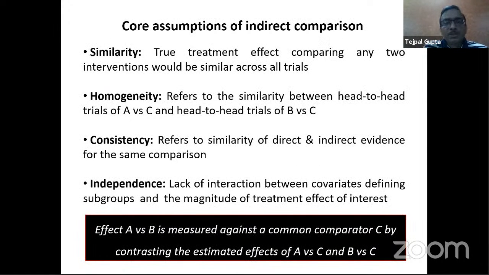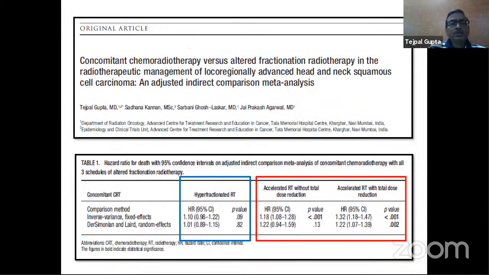Some of the core assumptions of indirect comparison are similarity, homogeneity, consistency, and independence. And effect A versus B is measured against a common comparator C, which is the conventionally fractionated RT, by contrasting the estimated effects of A versus C and B versus C. So this was published a few years ago, and we actually used two methods: the inverse variance fixed effect method and the Simonian-Laird random effects method.